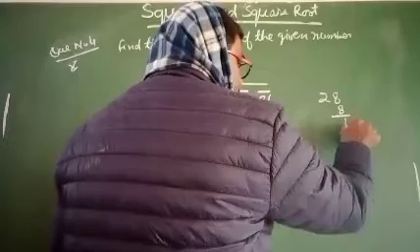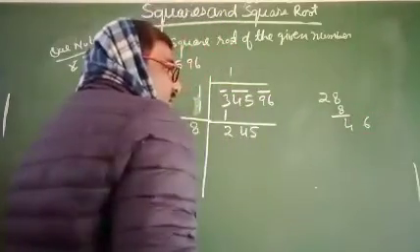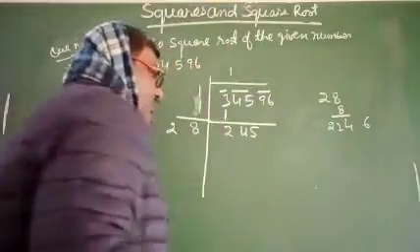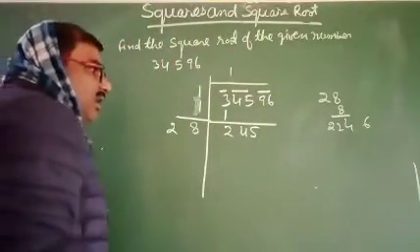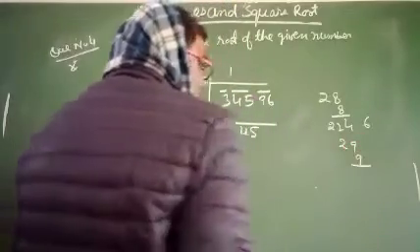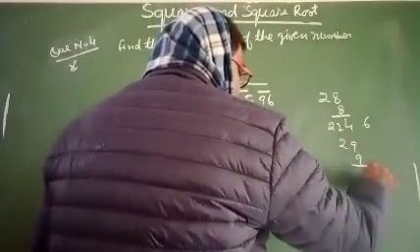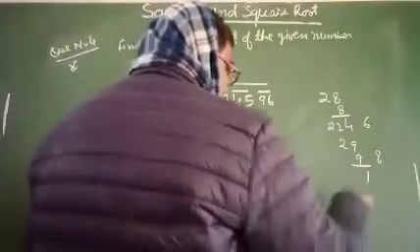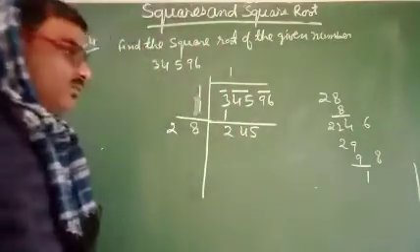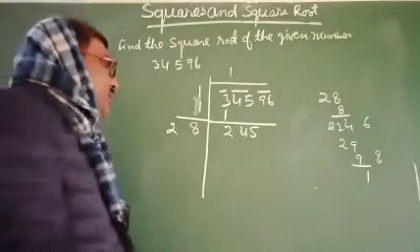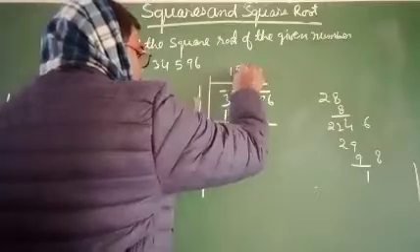8 times 8 is 64, 4 carry 6, 8 times 2 is 16, 16 plus 6, 22. So if you write here 9, then it will be 29 multiplied by 9. 9 times 9, 1 carry 8, 9 times 2 is 18, 18 plus 8, 26. 261 is greater than 245, so I will write here 8, and I will write here also 8.